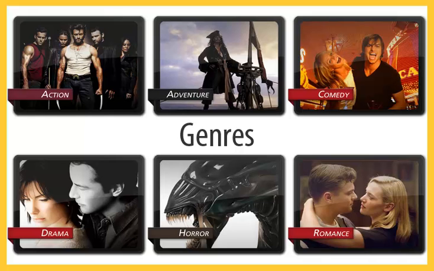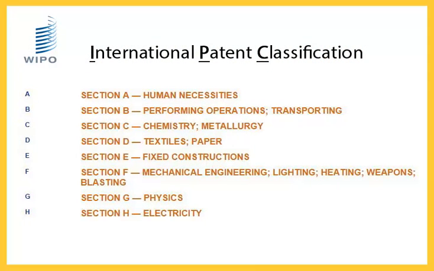The IPC is an international classification system developed by the World Intellectual Property Organization and used by over 90 countries to simplify patent organization. Instead of searching each country's patent classifications individually, the IPC allows you to search all 90 countries' patents at once.